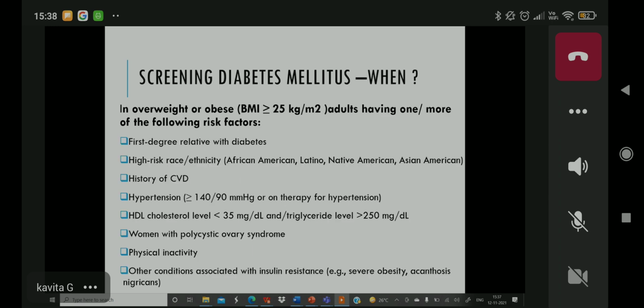So when are you interested in screening for DM? Basically, if you have an overweight or an obese adult, having one or more of the following risk factors: a patient who has a first degree relative with diabetes, an ethnic group which is susceptible, a patient who has cardiac disease, hypertensive, increased HDL, just a sec.